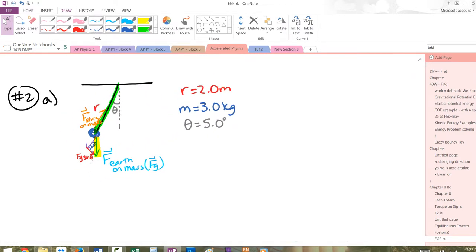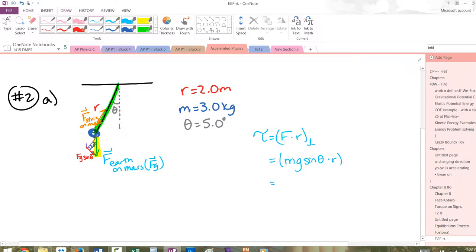Now we can find that torque. The torque is equal again to the force times the distance, the radius away, making sure that they're perpendicular. So this is going to be m times g, that's the force of gravity, because that's what force is causing the torque, times the sine of the angle theta, okay, times the radius, that's the 2 meters.